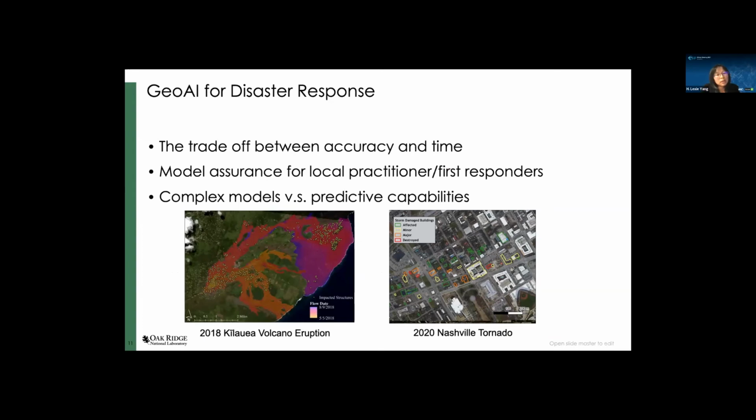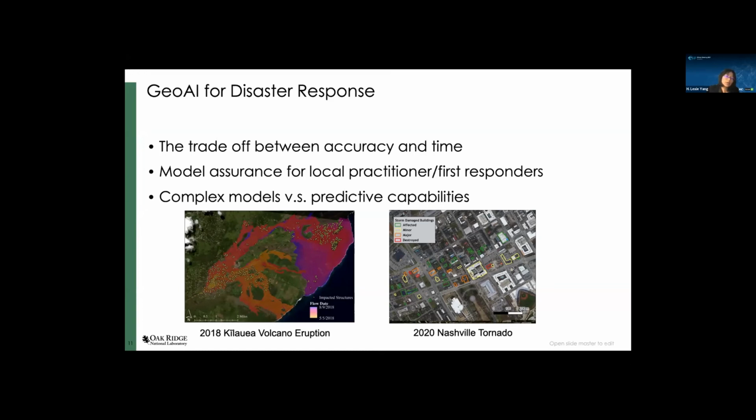So we had two exercises done in 2018 and 2020, where we helped assist FEMA to provide damage assessments over Hawaii for the 2018 Kilauea volcano eruption. And the other event is last year, 2020, the Nashville tornado. In these two events, we mapped out those impact areas and also identified those impacted structures.